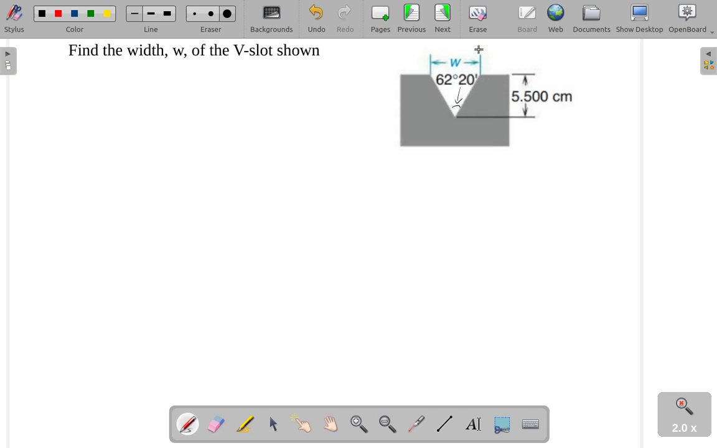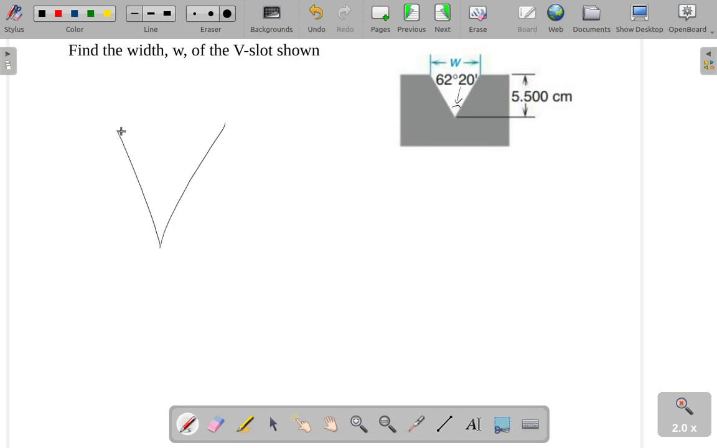We're trying to figure out what the width of this groove would end up being, that ends up being cut here. So I'm envisioning this is like a router bit or something like that that has a particular angle from the manufacturer. We're trying to figure out what the width is going to be here.